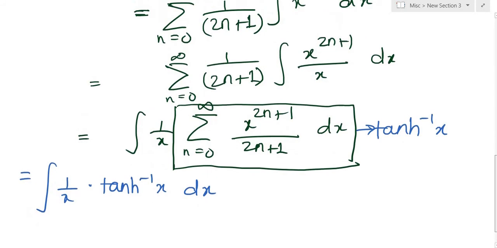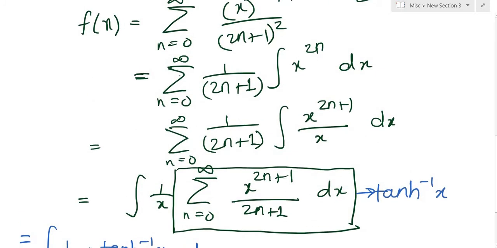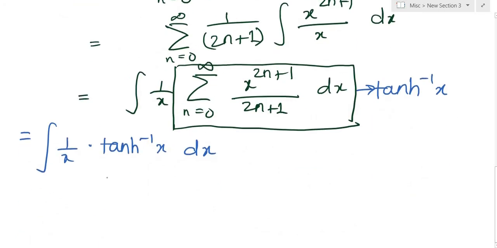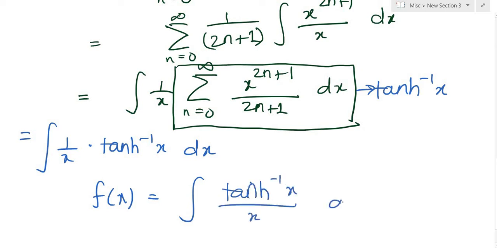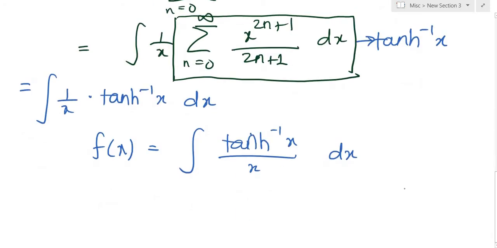And what was this? What were we equating this to from the start? That's right, f of x. So look at that. We just simplified our infinite sum into an indefinite integral. So f of x is nothing but inverse tangent of x divided by x, and that's an indefinite integral of that.